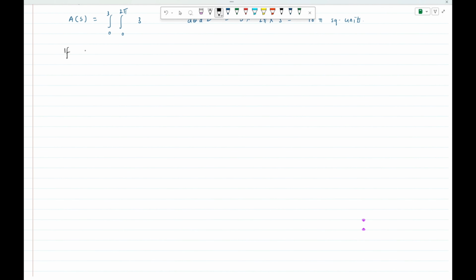So if we have a surface S which is given by z equal to f of x, y, then in this case the area of S is as simple as the double integral over T of the square root of 1 plus fx square plus fy square, and then dA, where dA will be either dx dy or dy dx. And the proof of this is very simple.